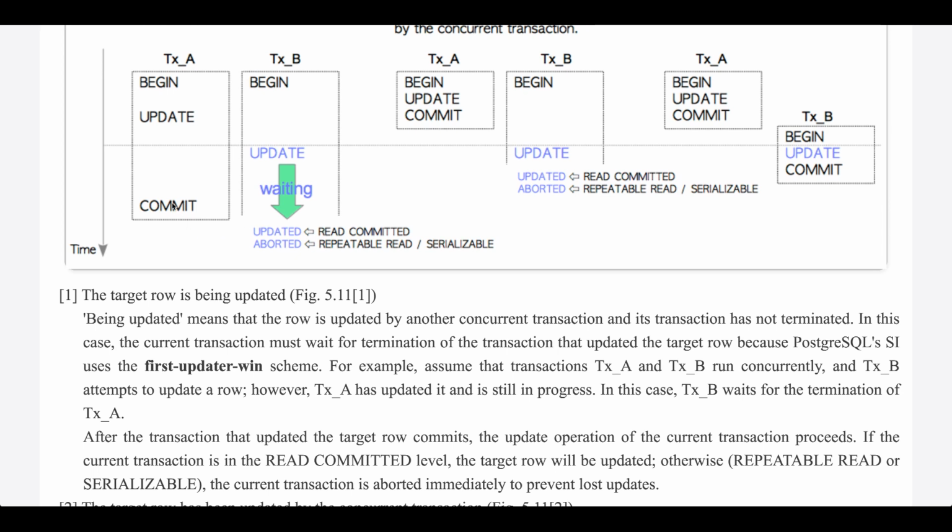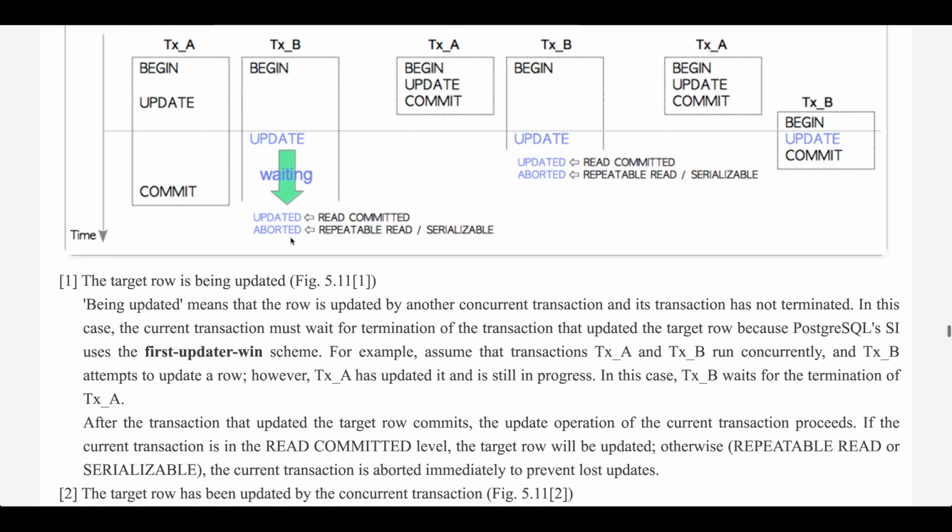After the transaction that updated the target row commits, the update operation of the current transaction proceeds. If the current transaction is in the read committed level, the target row will be updated. Otherwise, in the case of repeatable read or serializable isolation level, the current transaction is aborted immediately to prevent lost updates, right? Because this updated it, and then it would update again. It'd be like, oh hey, you missed this update.